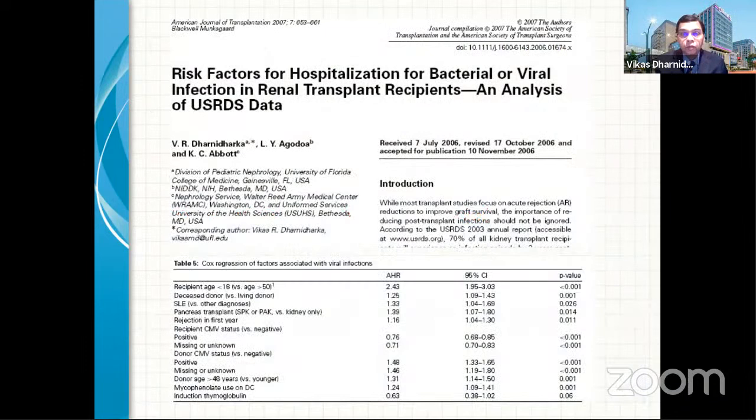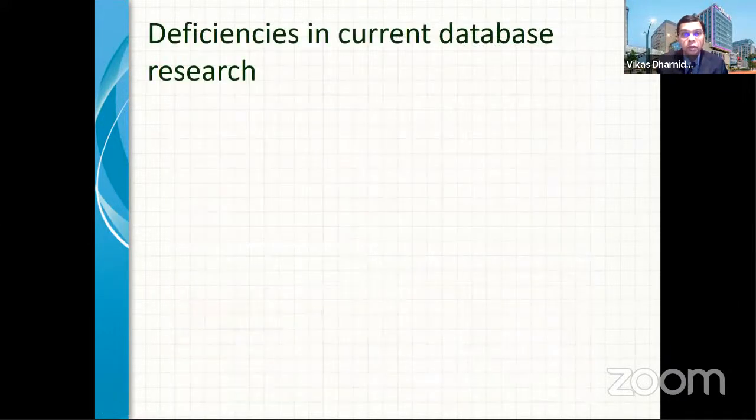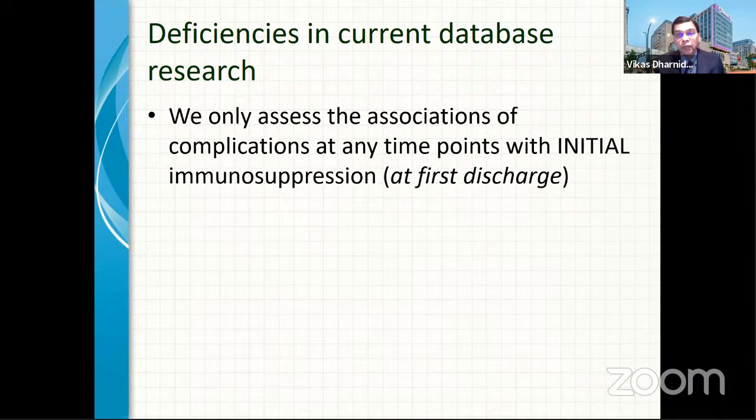And here's an example of one of those database integrations that we did. This is work I did with a collaborator, Kevin Abbott. We were merging the USRDS data with the OPTN data at the time and looking in adult populations for what were the risk factors associated specifically with major viral infections. And you can see the adjusted hazard ratios for a variety of different factors, some of which are controllable, some of which are not controllable. The challenge with this kind of research at the time we were doing it is that we only had the ability to assess complications at any time points with the initial immunosuppression that happened at the time of the first discharge from the hospital after the transplant.